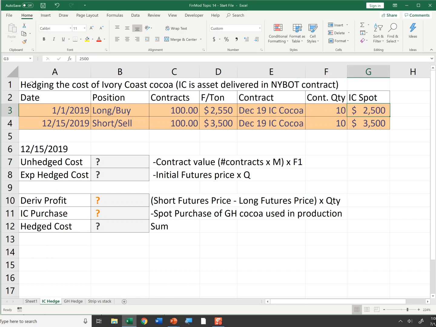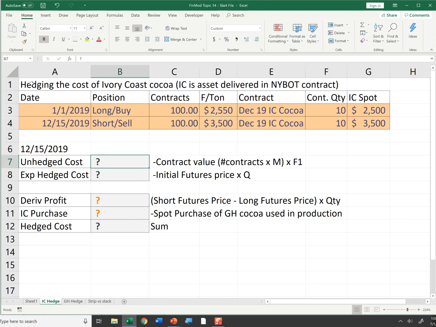So they're going to go long those 100 contracts on 1/1/2019. And then just prior to maturity of the contracts, they're going to short the same December contract. Now this contract has about a week to maturity. However, now they're long at $25.50 and short at $3,500. And let's see the effect.